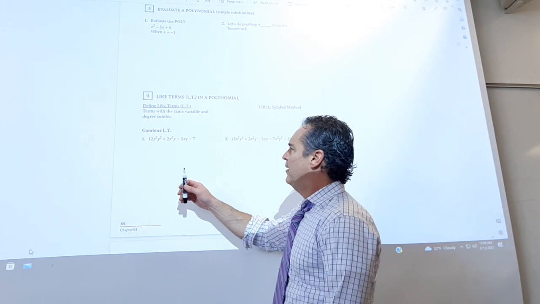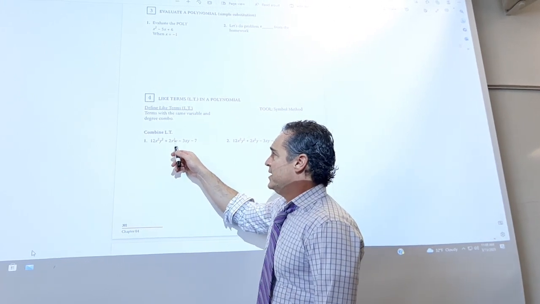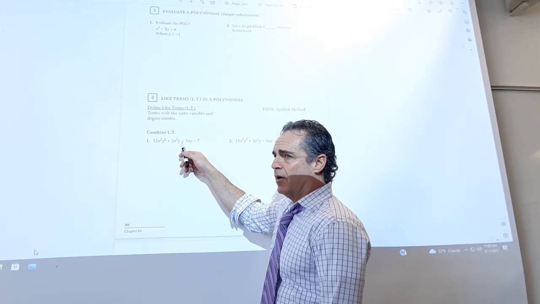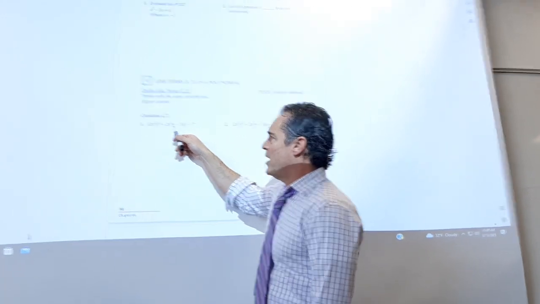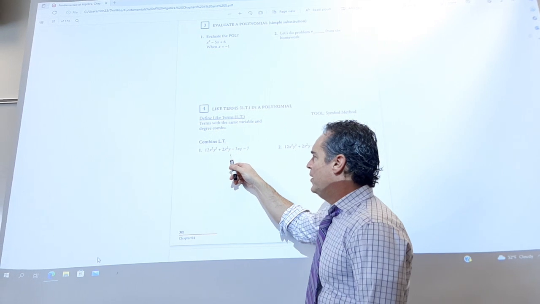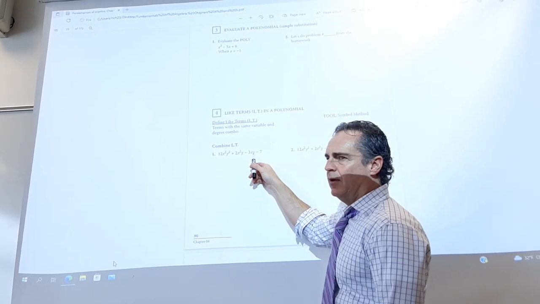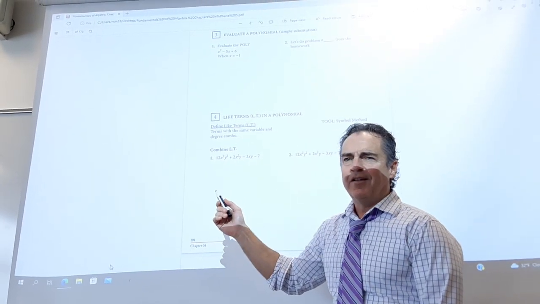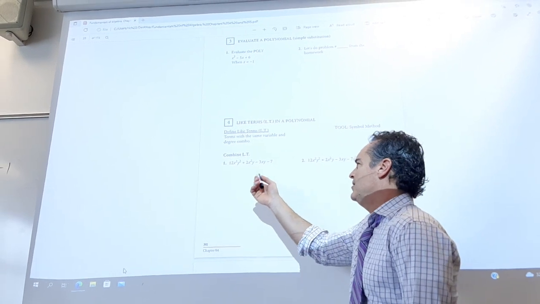Please look up here. X squared y squared. Is that an x squared y squared? No. Is that? No. X squared y. Is that an x squared y? Okay, do you have any like terms there? No, you don't. So write none. There's just none. There's no like terms.